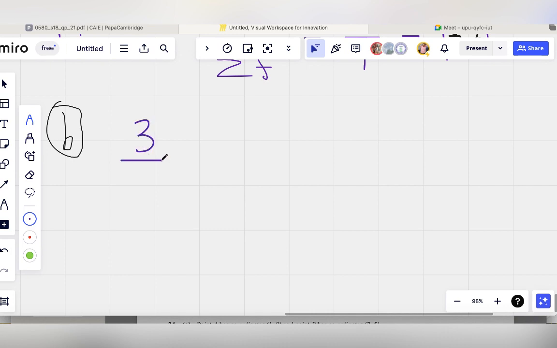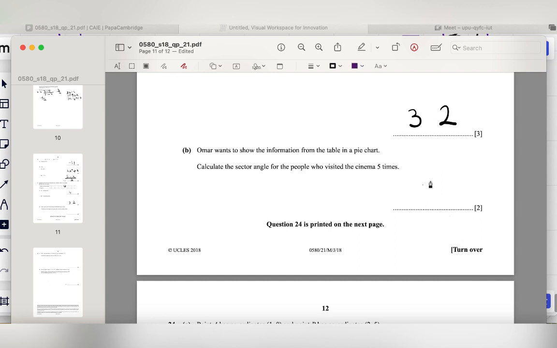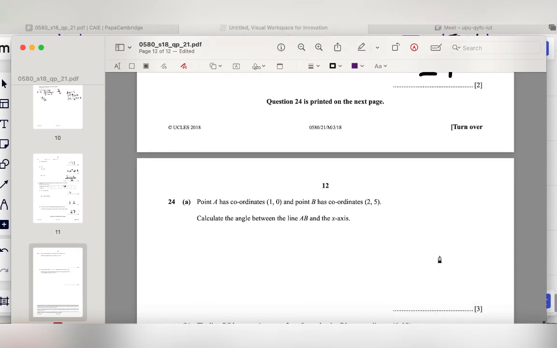So those who visit 5 times is 3. 3 over 40 multiplied by the angle of a circle, which is 360. If they say find the percentage, you multiply by 100, but they say pie chart. So we break this: 0 cancels 0. Then 4 goes into 36, 9. 9 times 3, 27. So our answer is 27 degrees. If you represented this in a pie chart, this angle will be 27 degrees, representing those who visit 5 times. So we write 27 here in our paper.